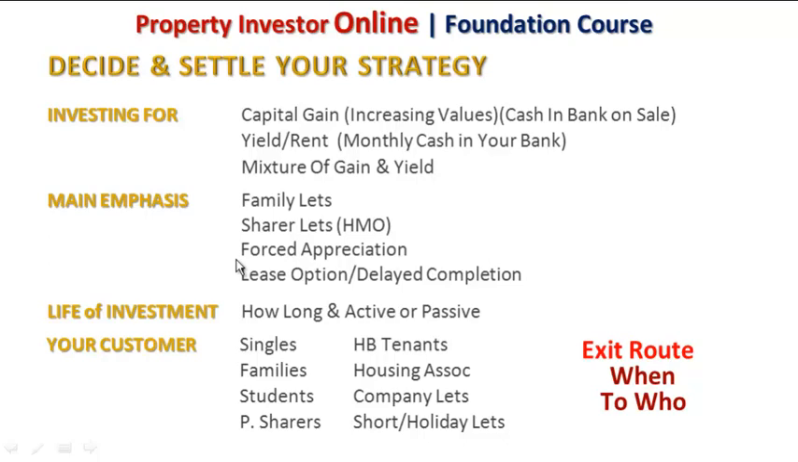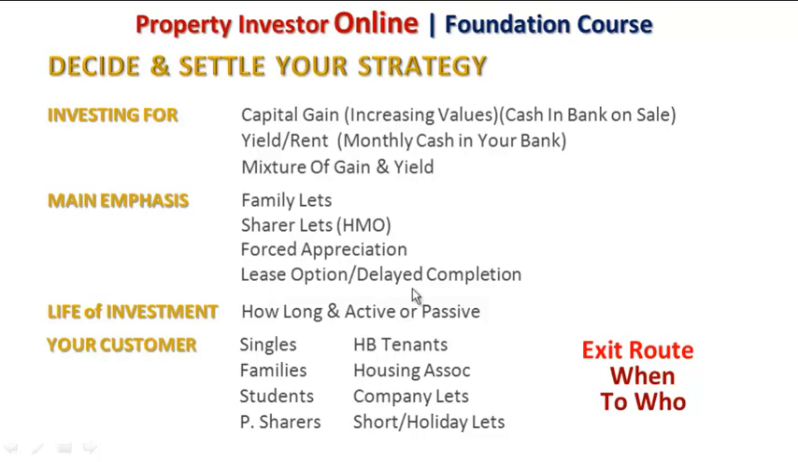You could place the emphasis on lease options and delayed completion. Lease option is where you're able to buy a property effectively for £1, or at least take control of it with an option to buy it later, and generate yield or rent because you pay maybe £500 a month for the property, paying off the mortgage, but are able to sublet it or let it out at maybe £700 or £800 a month, which gives you £300 a month of positive cash flow.